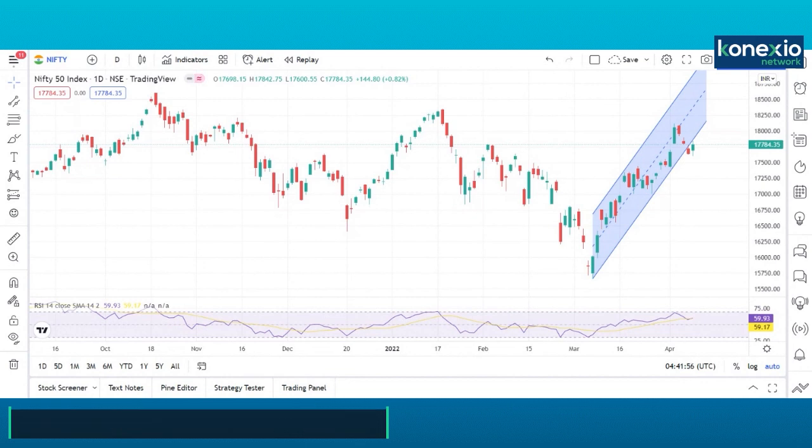17,901. Second resistance is placed at 18,118, and third resistance is around 18,228. So these are the important supports and resistance in the Nifty. Traders are suggested to follow these levels and try to trade in the direction of the trend. Looking at the chart, the trend would remain positive for the next week also.